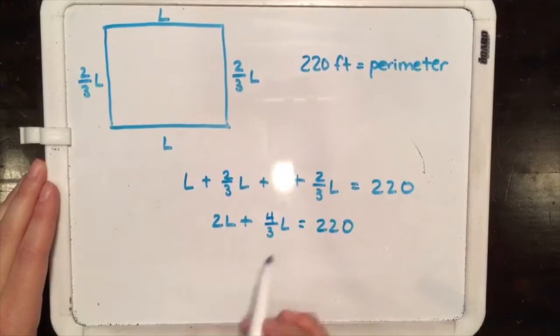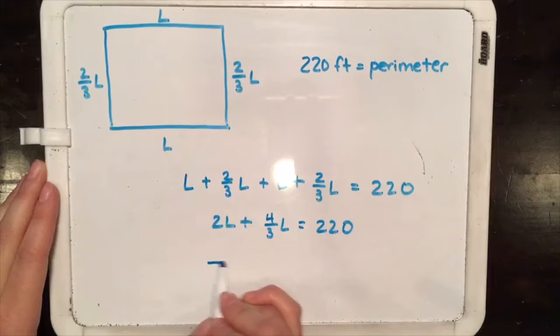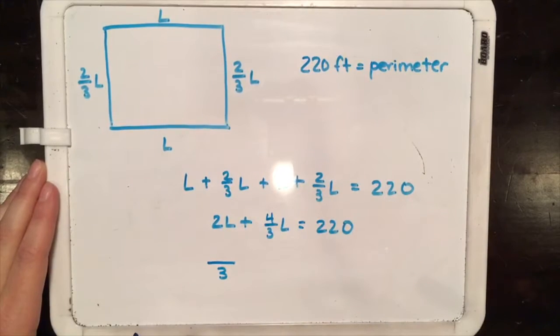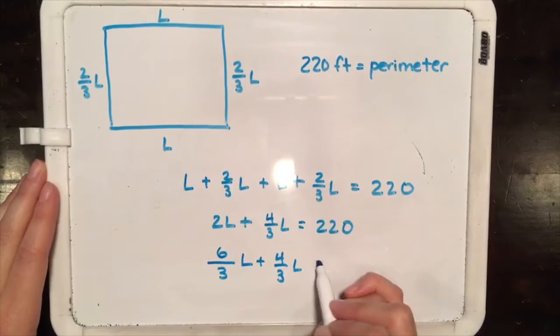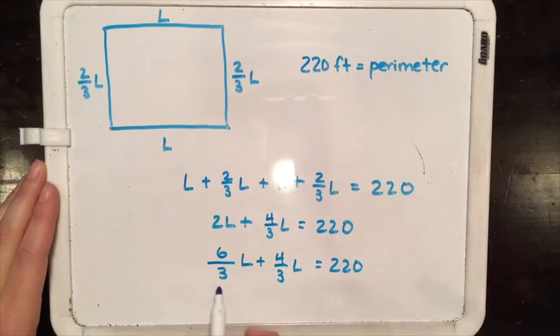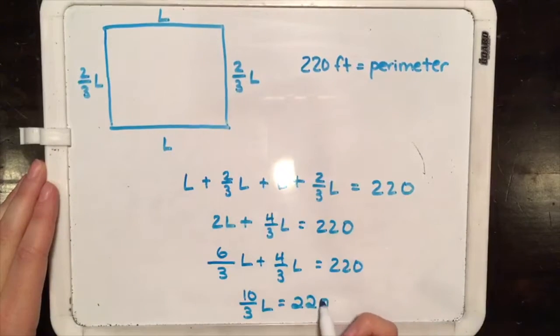Now we just have to add these two numbers together. This is not a fraction, so we can convert it into a fraction. We need a 3 on the bottom so that the denominators match, and 2 is equal to 6/3 plus 4/3 L equals 220. The left-hand side, we have this common denominator, so we can add the numerators together. 10/3 L equals 220.